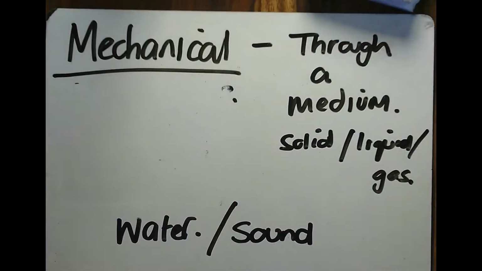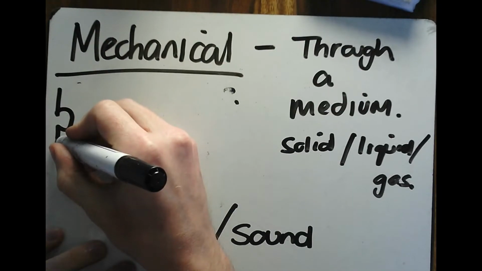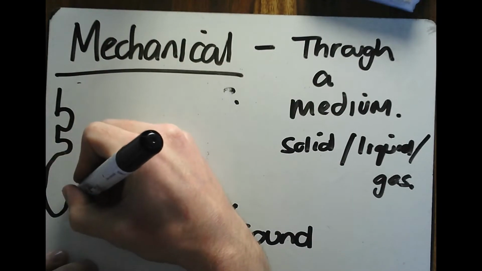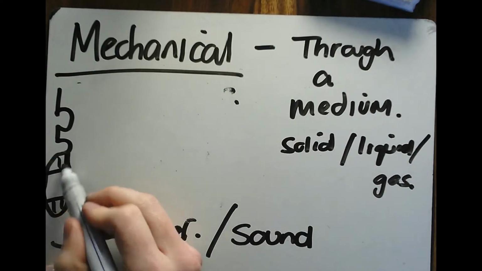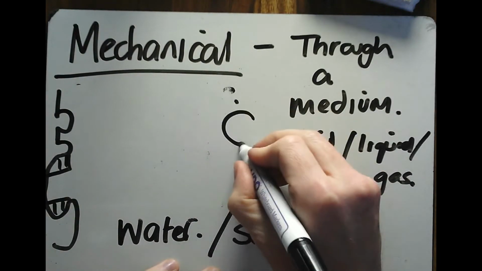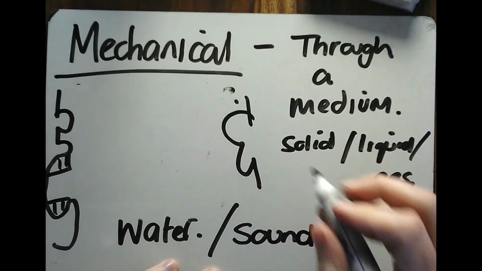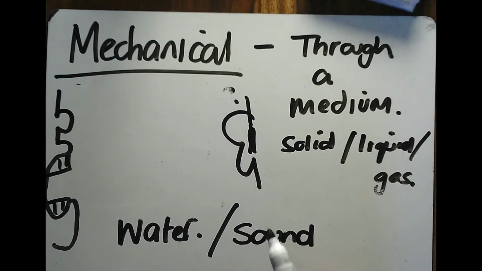Let's say we have, I'm going to draw a very interesting drawing of a mouth here. There we go. All right, so we've got a mouth. We can see it's a mouth because we've got some teeth in it. Now, this person is shouting, and he's trying to get the attention of someone over here. We're going to represent them with just their ear. So here is a person over here.